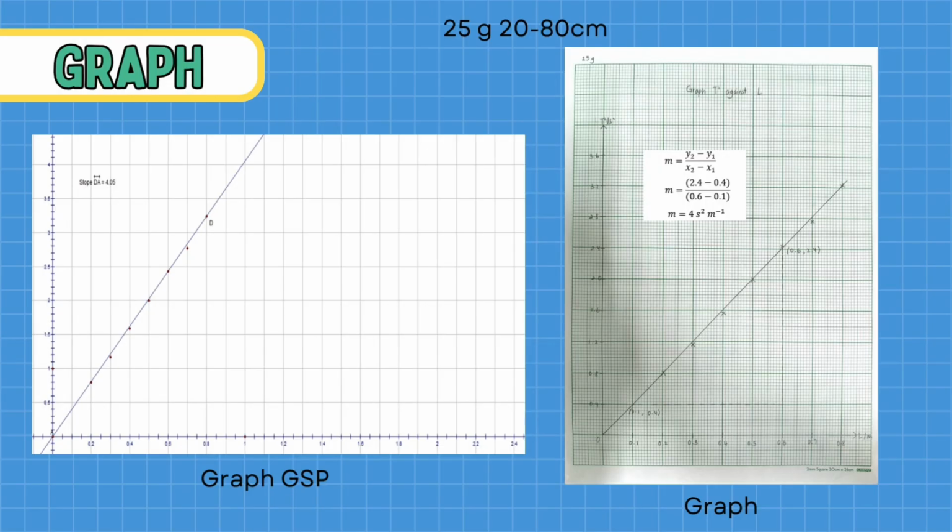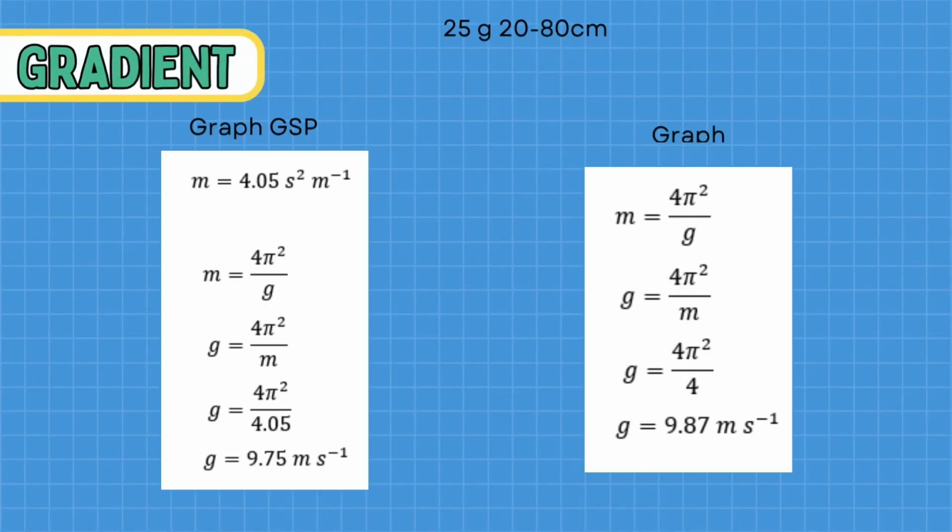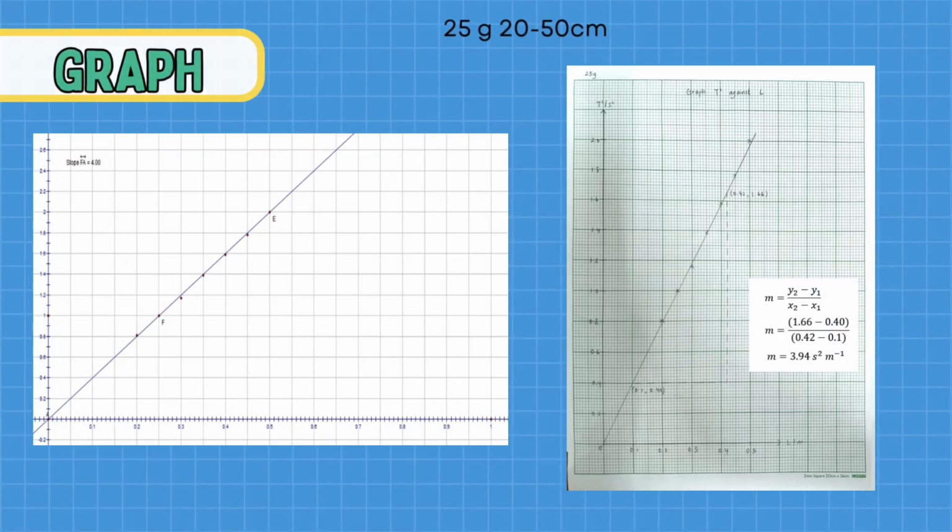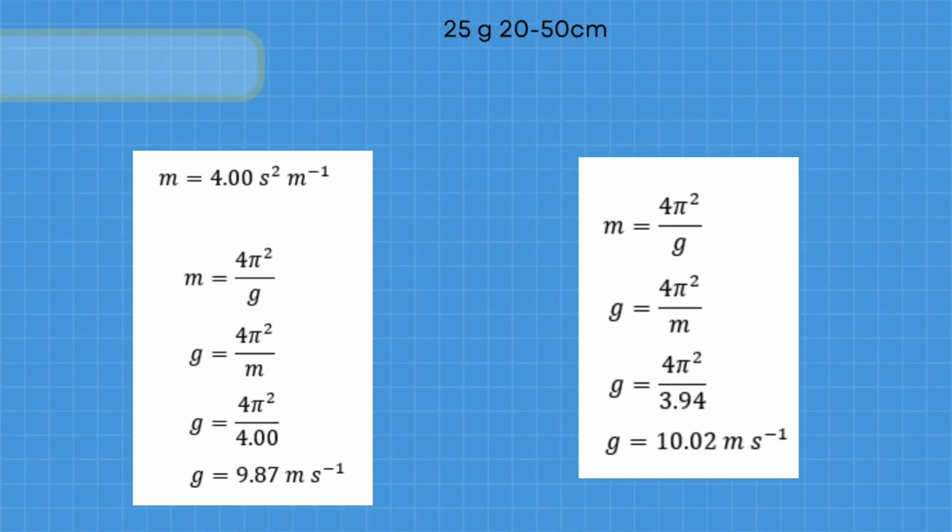First, this is the graph of T squared against the pendulum length L using the 25-gram pendulum for lengths from 20 cm to 80 cm. The x-axis represents the pendulum length in meters, while the y-axis represents the square of the period in seconds squared. As we can see, the graph shows a straight line relationship indicating that T squared is directly proportional to L, which agrees with the theoretical equation. Since the theoretical equation has zero intercept, the best fit line is drawn through the origin.